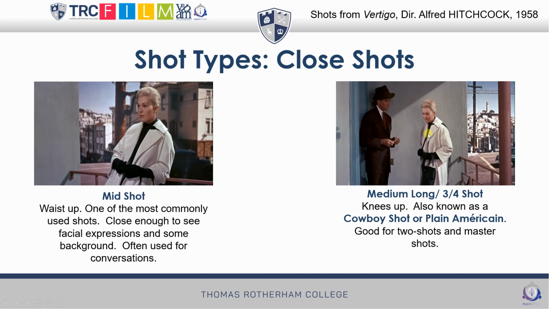This is another thing. We can describe a shot depending on how many people are in it. If there's one person in it, like this, it's a one shot. If there are two people in it, it's a two shot. If it's got three people in it, it's a three shot. If there are more than three people in it, it's a crowd shot.